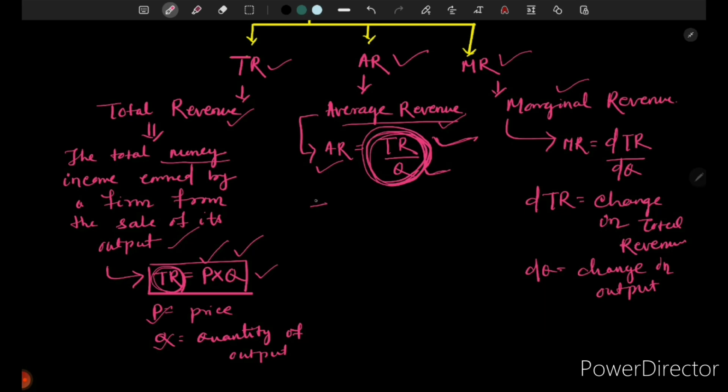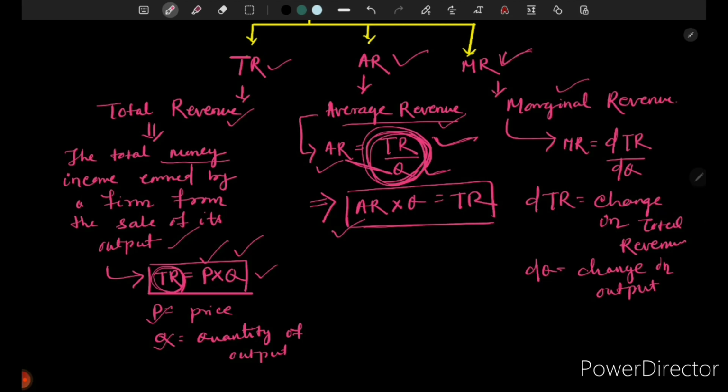So from this function we can also find out that if we multiply AR into Q, AR into Q equals TR. That means TR can be found by multiplying AR and Q.